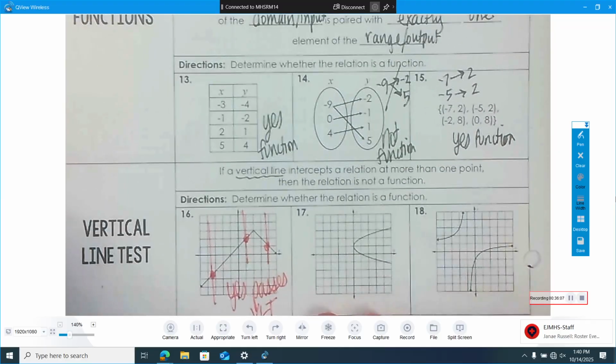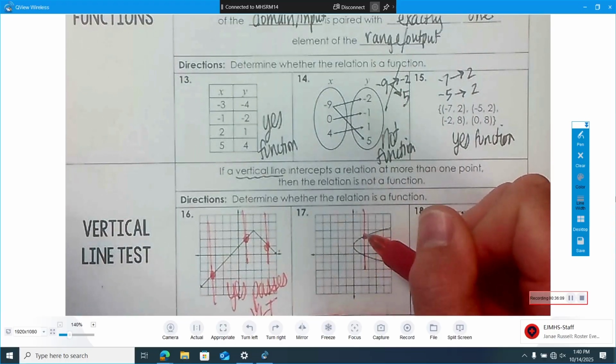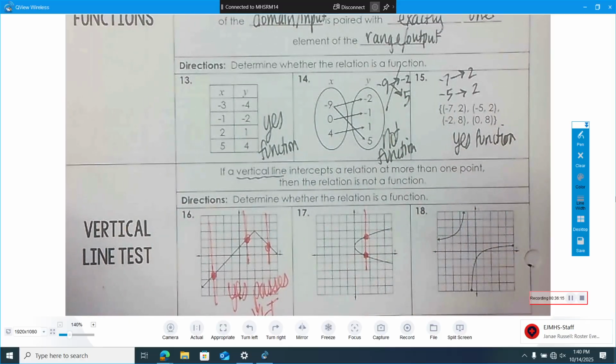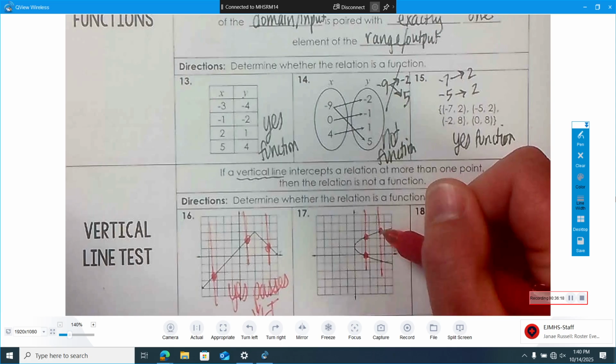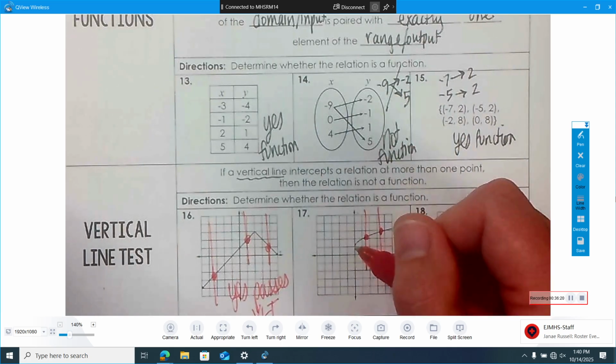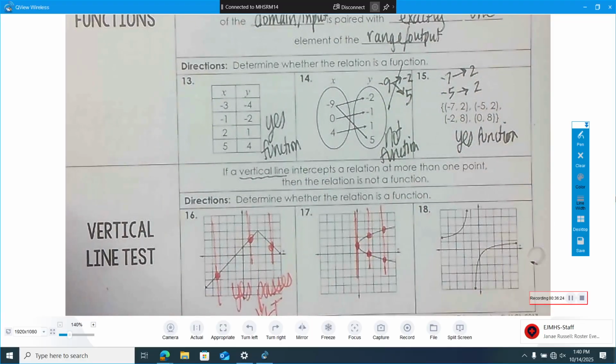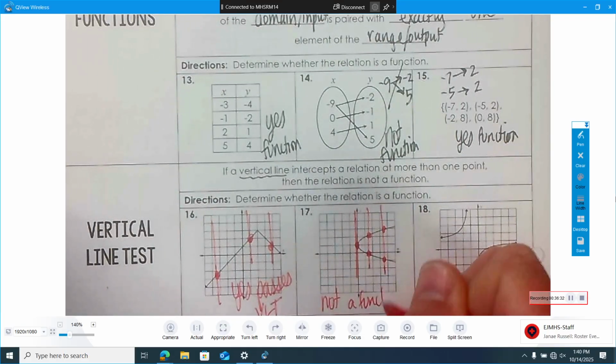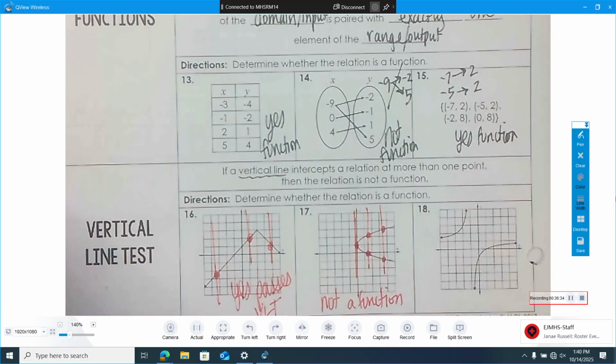All right, what about this one? No, if I draw a vertical line, it intersects here twice. Does it do it at every single x value? Actually not. Right here at the very tip of this curve, it only has one input and one output. That one point is fine, but everywhere else, it is not a function. It fails the vertical line test.